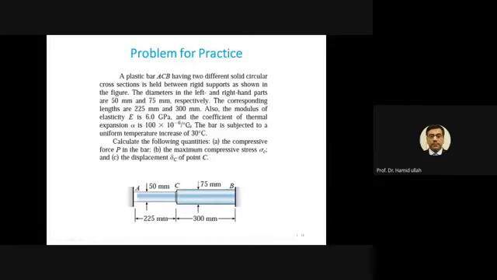So in this case, what is required is that you calculate the resistive force, the maximum compressive stress, and the displacement, which will be at point C. So this point C. So you try. This is just for practice.